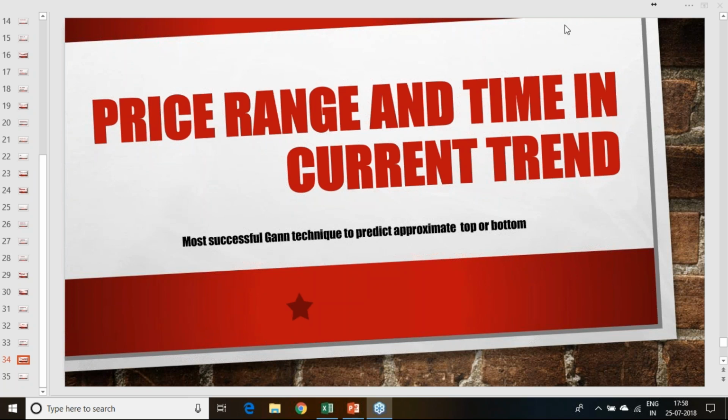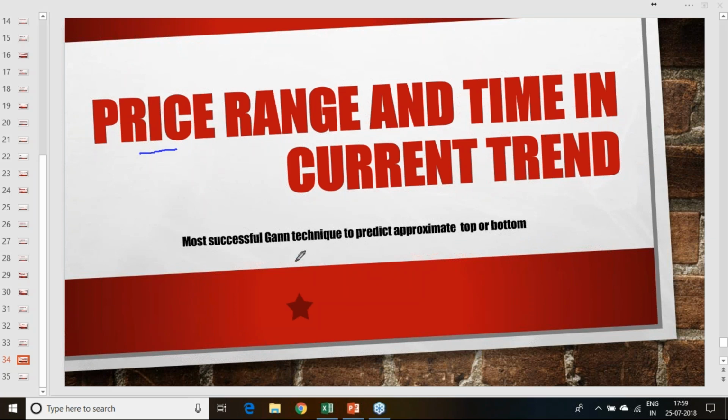However, many people used to think about timing a market as per Gann's method. Many used to say, how simple and easy it is to predict the time. There are many methods, near 8 to 9 methods being given there. Timing prediction is one of the methods in Gann's method. This particular method is known as the price range and the time in the current trend.